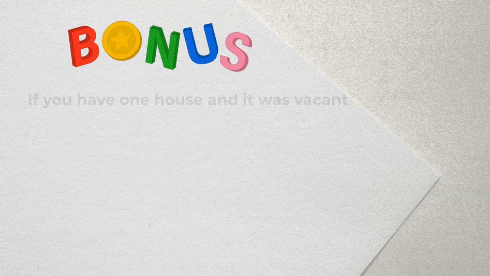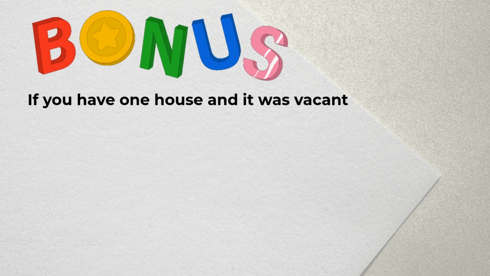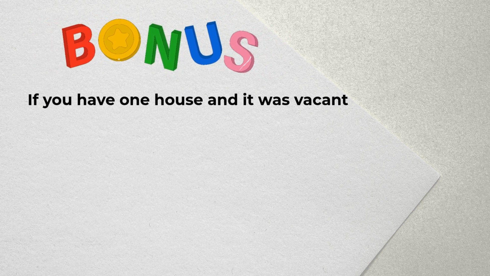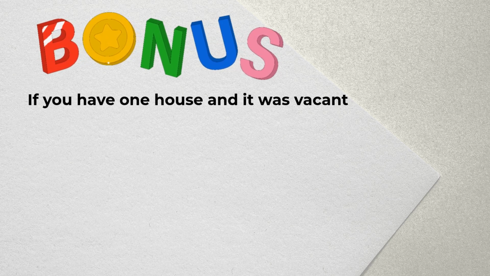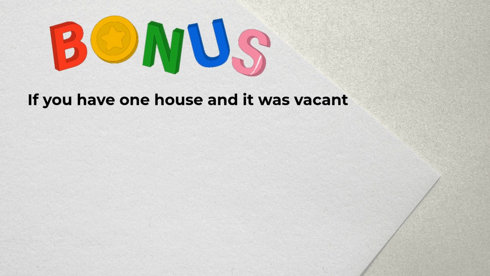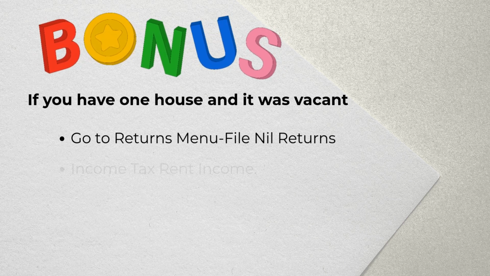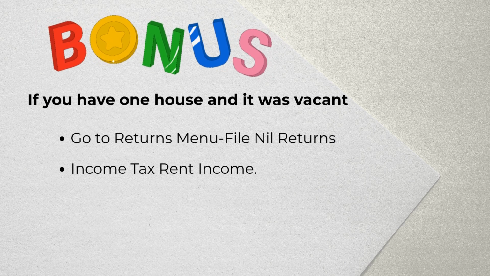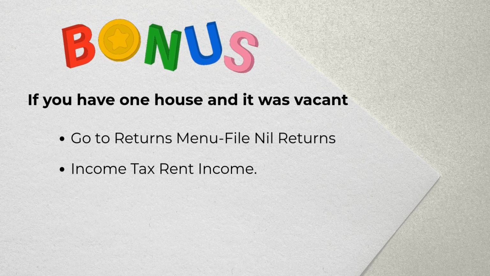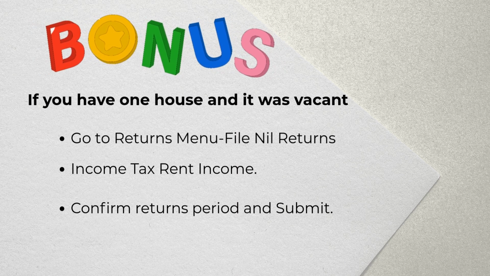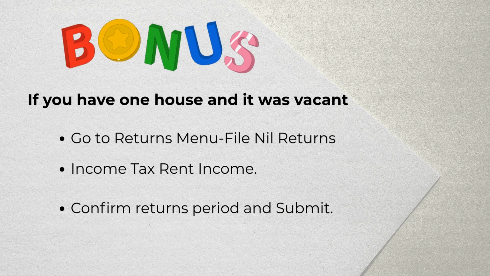A quick one: if you did not receive any rent for a particular month, maybe because you have one house and it was vacant, you file nil returns. So you go to the Returns menu, then File Nil Returns. Select Income Tax Rent Income, and then confirm the return period, then submit the returns, and you are done.